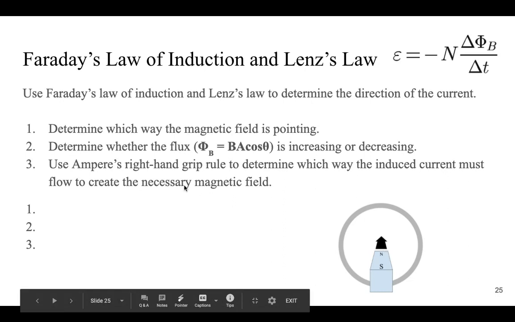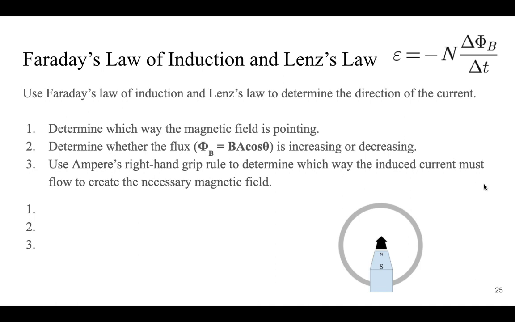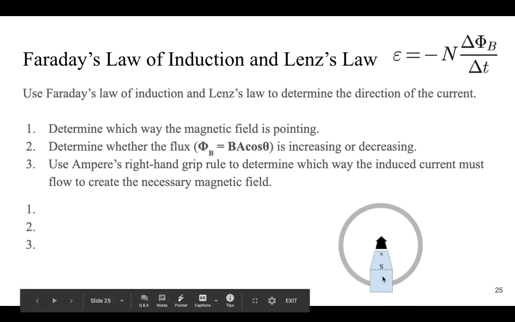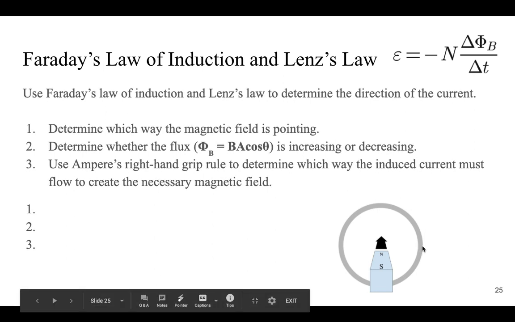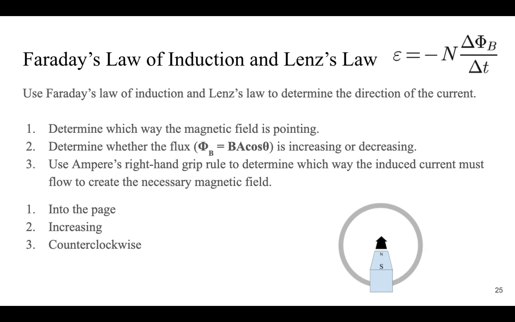Now part 3, we need to use the grip rule to determine which way the induced current must flow to create the necessary magnetic field. We're getting more flux by moving this magnet into this loop, which means we need a current that causes a magnetic field pointing out of the page. In this case, the current is going to go counterclockwise. So use your grip rule.